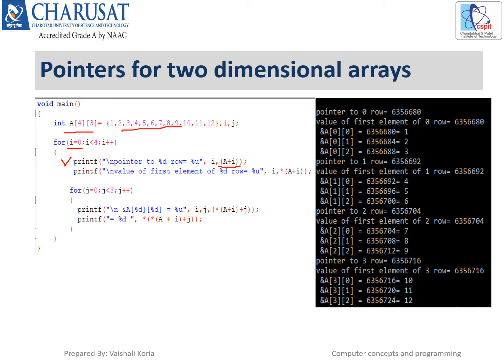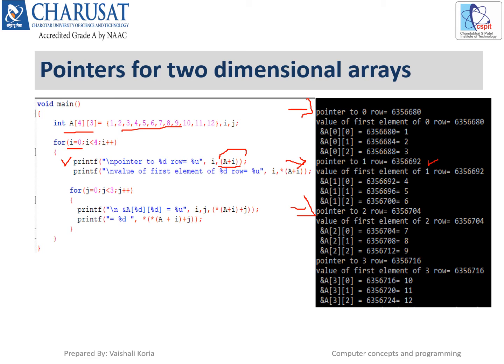Here you can see the output of this printf statement: pointer to 0 row is 6356680. This is true when i is equal to 0, meaning the first row. Then when i is incremented, you can see that pointer to 1 row, that means the second row, whose index is 1, is 6356692. So when i is incremented, this will be the output. It will give you the address of the ith row, a plus i.